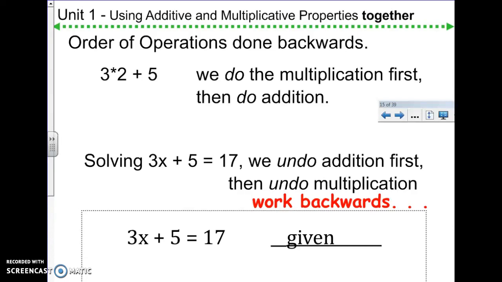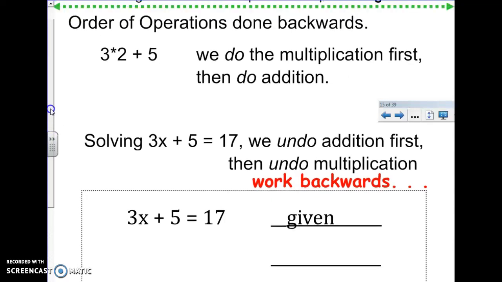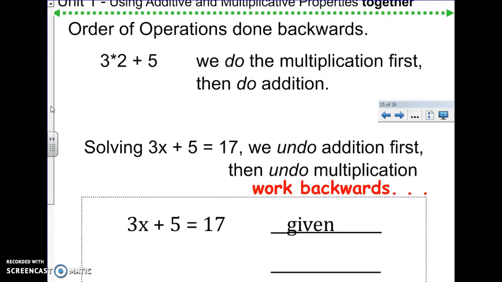Today we're going to be doing more than one step in order to solve a linear equation. We're going to have to do something with addition or subtraction, then multiplication or division. So before we do that, I want to review with order of operations.